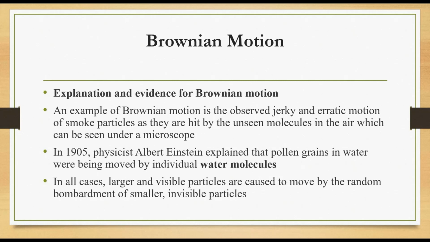Now, moving on to the definition of Brownian motion, let's recall it. Brownian motion is defined as the erratic, random movement of microscopic particles in a fluid, for example pollen, as we talked about, as a result of their continuous bombardment from molecules of the fluid, for example water molecules.